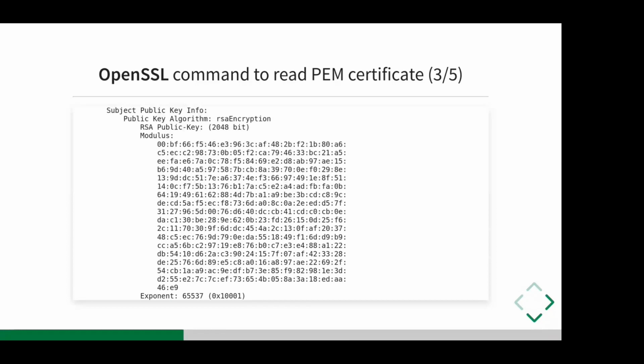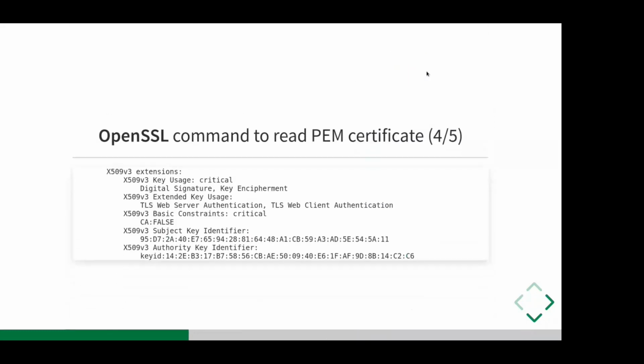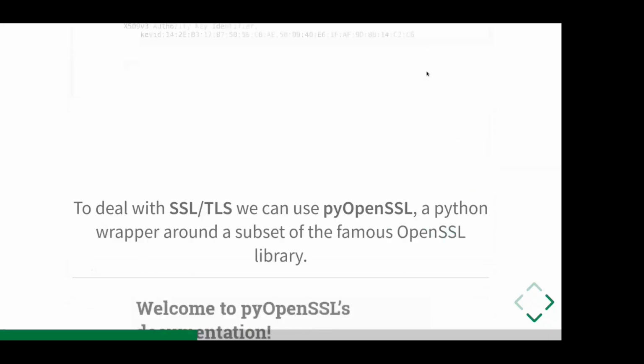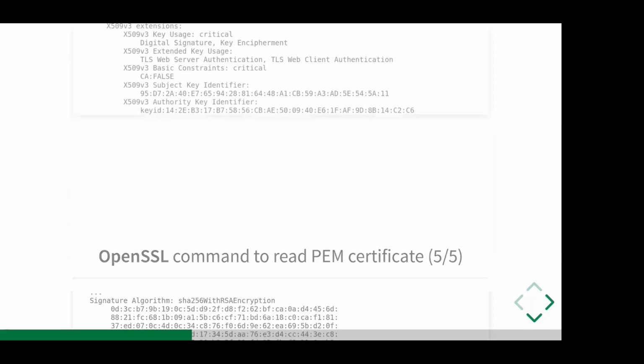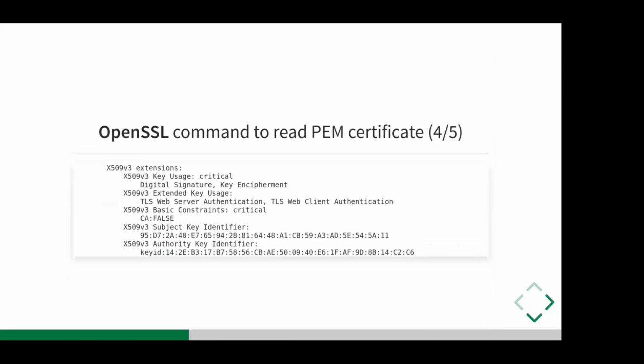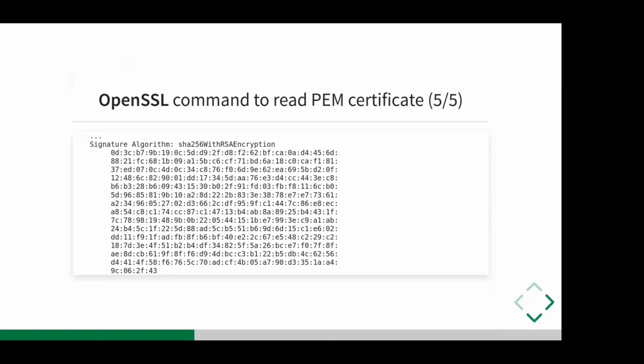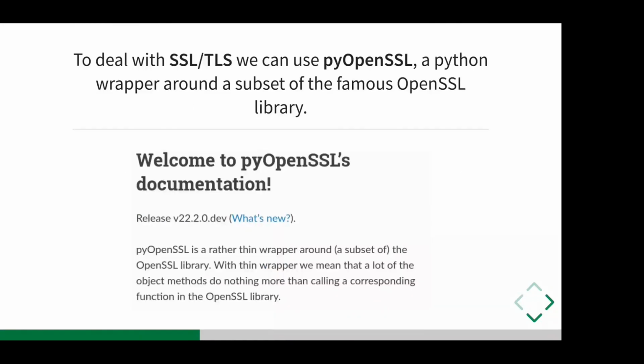I use RSA, so RSA with 2048 bit. And the exponent, this is the modulus, this is the n value, and this is the e value. And so this is my public key, the public key of my server, e and n. Then a bunch of extensions. The signature was also signed with RSA. And so this is the OpenSSL command I show.